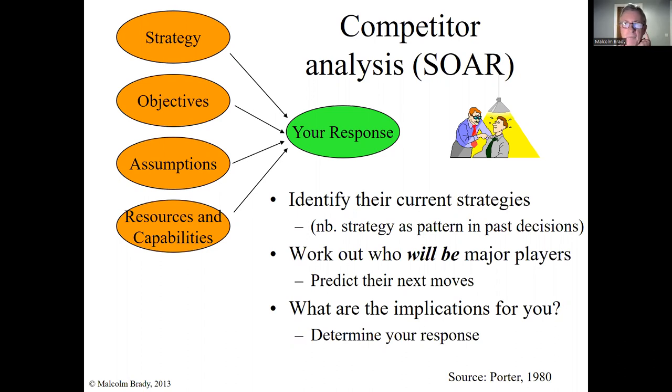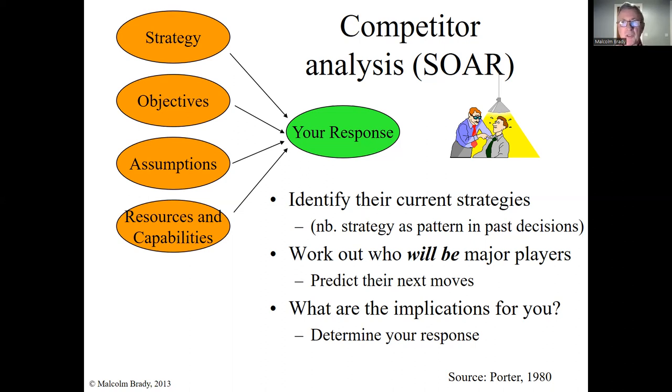The first one is Michael Porter's, often referred to as his SOAR model, using the acronym SOAR, which is for strategy, objectives, assumptions, and resources and capabilities. So again, just four headings under which you're going to analyze your close competitors. Obviously, you don't have information or full information about your competitors, but you may have access to some information.